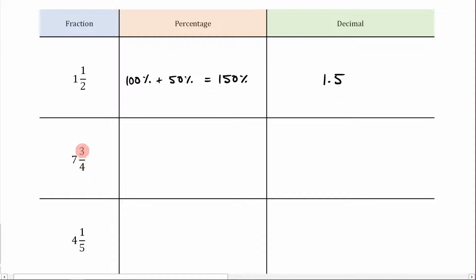If they gave you 7 3/4, well, you know that this 7 is 700%. And you know that this 3/4 is 75%. So it's simply going to be 775%. And then if you were to write that as a decimal, it will be 7.75.